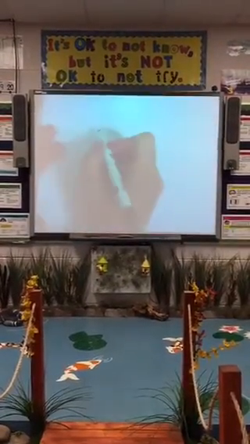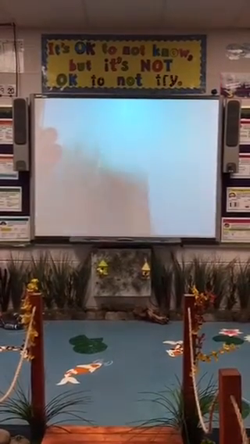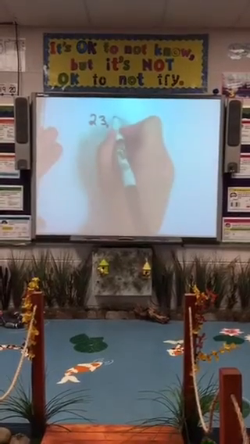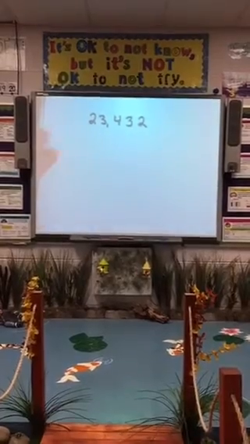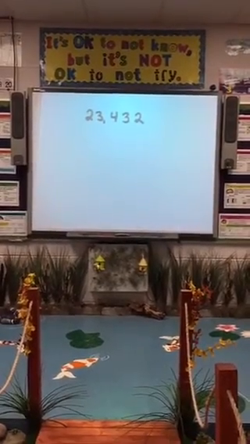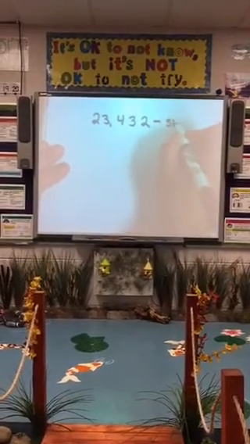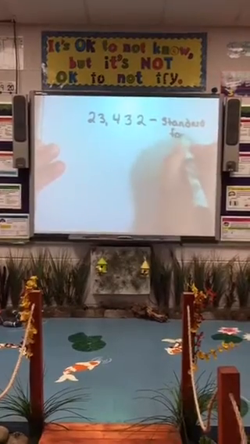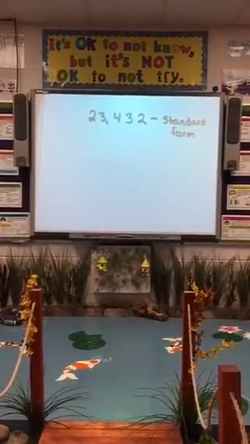So I'm going to start with one number, and we're going to write it in different forms. Let's do 23,432. Okay, written just like that with the numerals, we would refer to this as standard form. When we just have the digits or the numerals written, we call that standard form.